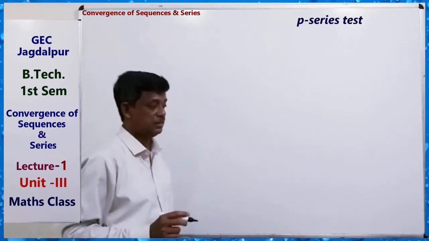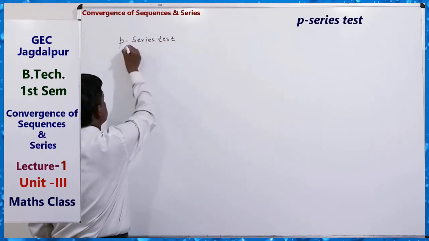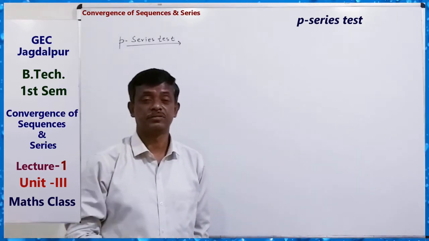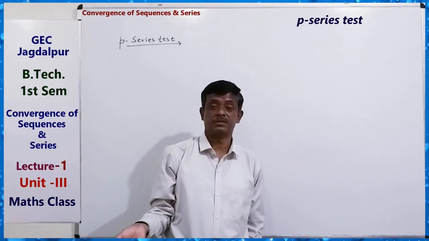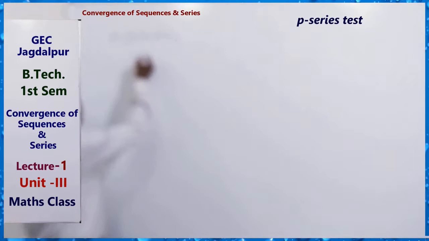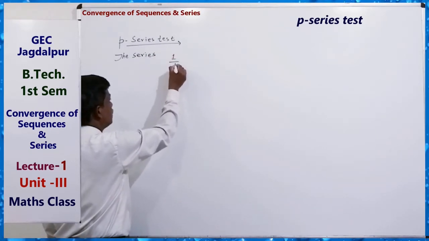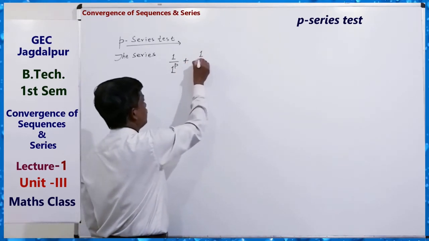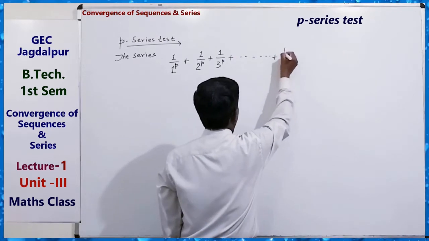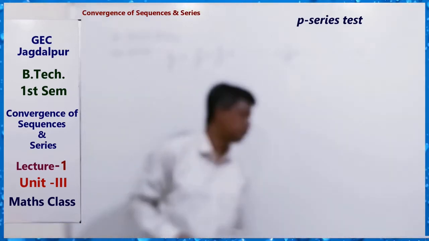So here, the P series test is very useful for determining the nature of an infinite series, whether convergence or divergence. The P series test can be treated as a question also. So here see, the series 1 upon 1 to the power p plus 1 upon 2 to the power p plus 1 upon 3 to the power p and so on, plus 1 upon n to the power p plus, and so on.